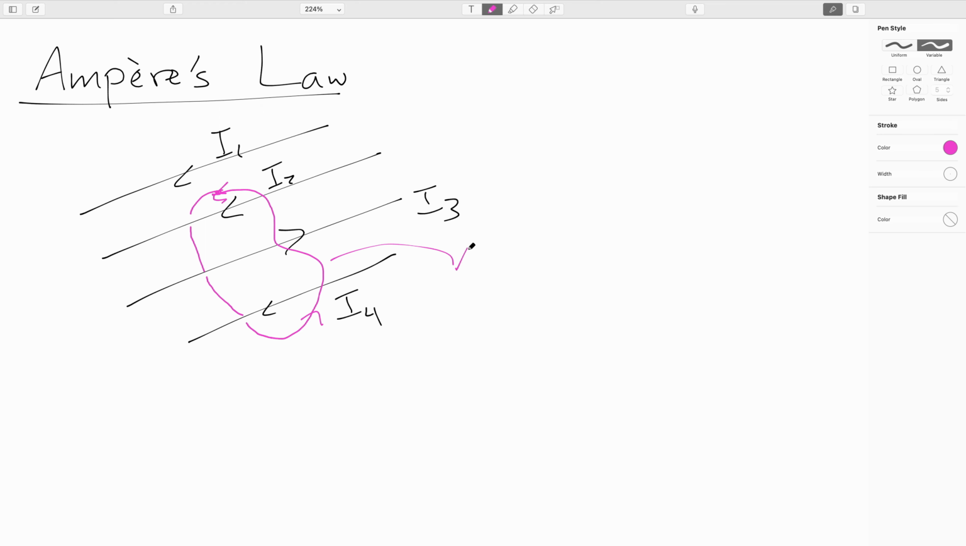And our Amperian path also has to have an orientation. This is going to turn out to be our direction of integration. What this is also going to do is decide which of our currents are positive and which are negative. Similar to Gauss's law, if the current does not pass through the Amperian path, it doesn't count. So, sorry, I1, but you don't count.